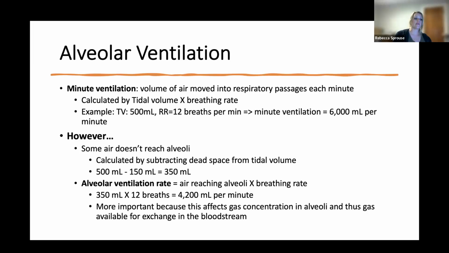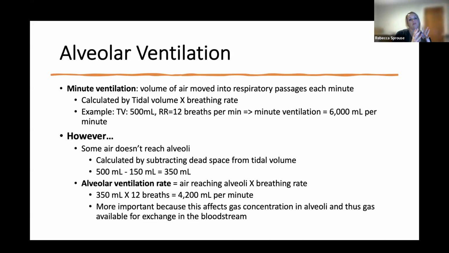So let's just say that somebody's tidal volume is that average 500 mils. Their respiratory rate, they take 12 breaths per minute. 500 times 12 is 6,000 mils per minute. So each minute, that person is passing 6,000 mils of air between inhalation and exhalation. Now, what this doesn't take into account is your dead space. And so this is just a volume of air that's moving, okay?